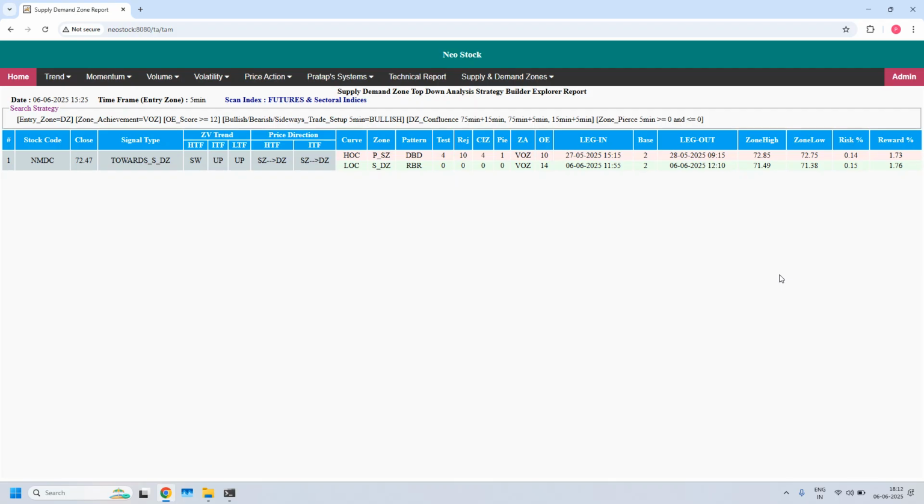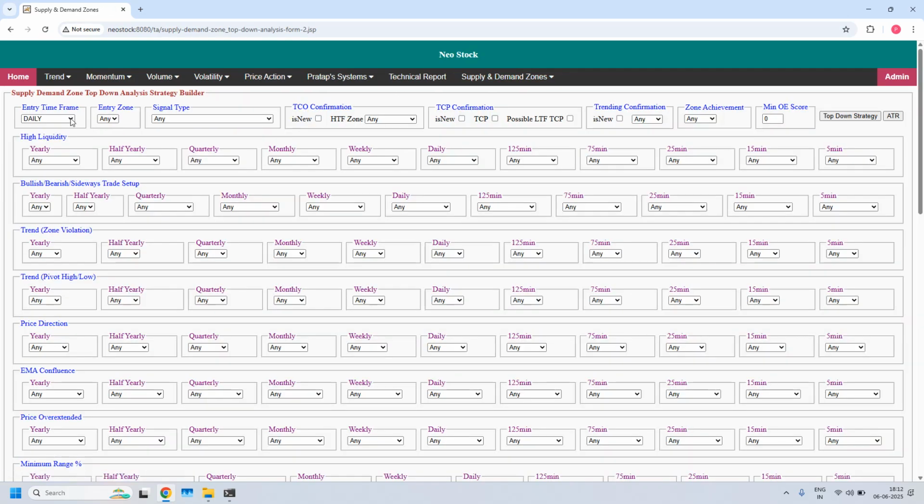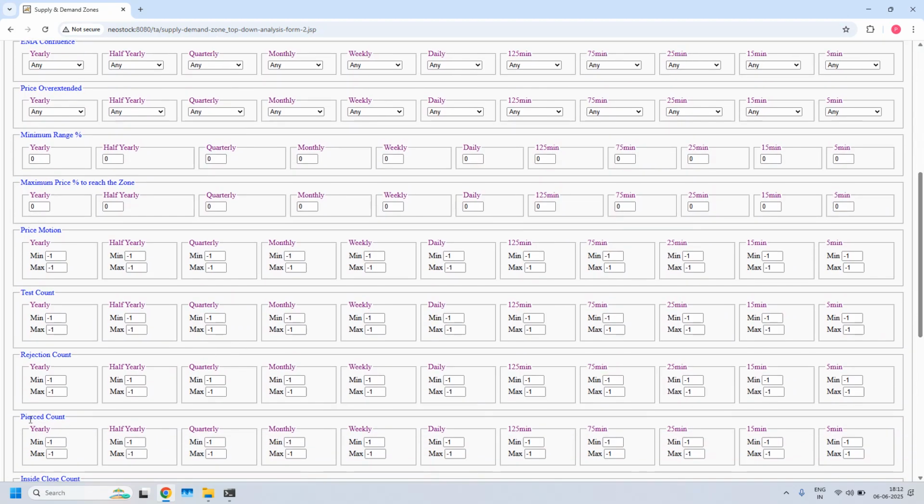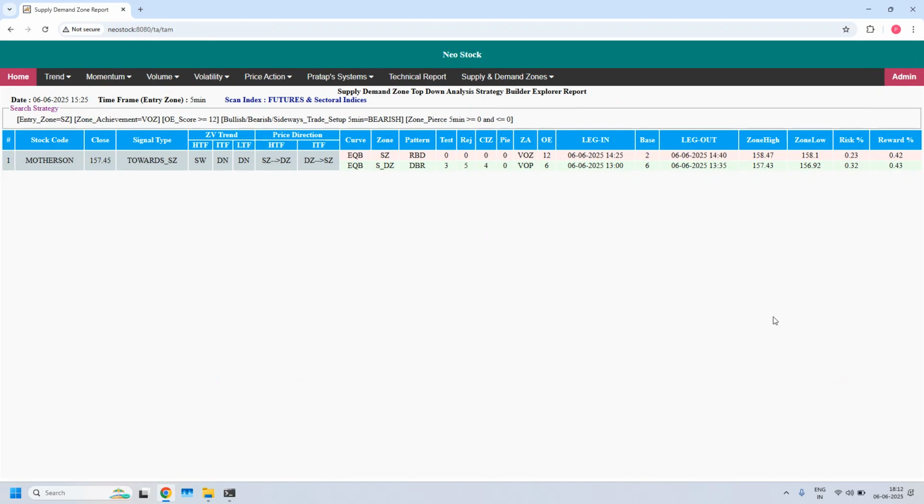Next, bearish trade setup for hourly income trade. Entry time frame 5 minutes, entry zone, supply zone. Here bullish, bearish. At 5 minutes I am selecting bearish, zone achievement VOZ, minimum order enhanced score 12, and also the 5 minute supply zone should not be pierced. So in the pierced count parameter at 5 minutes, minimum value 0, maximum value 0. By applying the filter, we got only one stock. So this 5 minute supply zone is supporting hourly income trade, short trade setup.